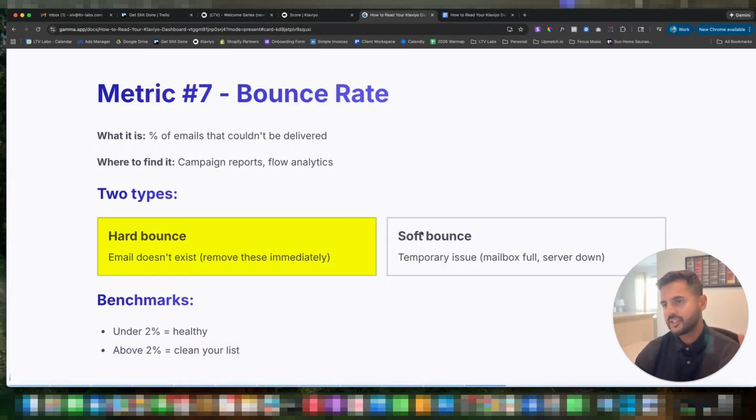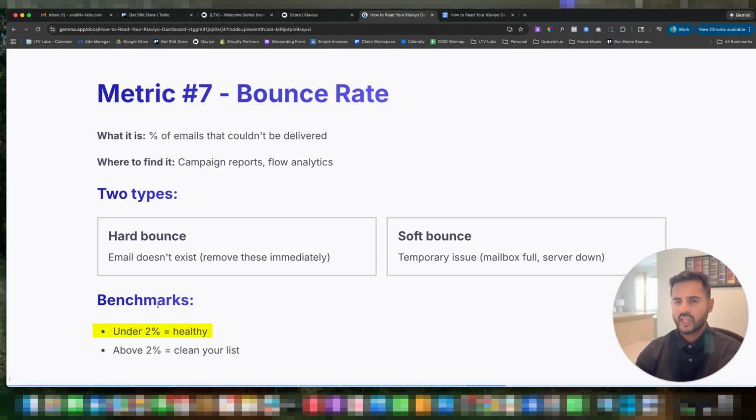There's the hard bounce, and there's also the soft bounce. The soft bounce is more of a temporary issue. Maybe their inbox is full, or maybe the server is down. There's a few different reasons why an email might soft bounce. The good news is that if an email does hard bounce, like if you send a campaign to someone whose email does not exist, it gets handled. I have a separate video on how to do that and what segments need to be suppressed every single month. But these are the two different types of bounces.